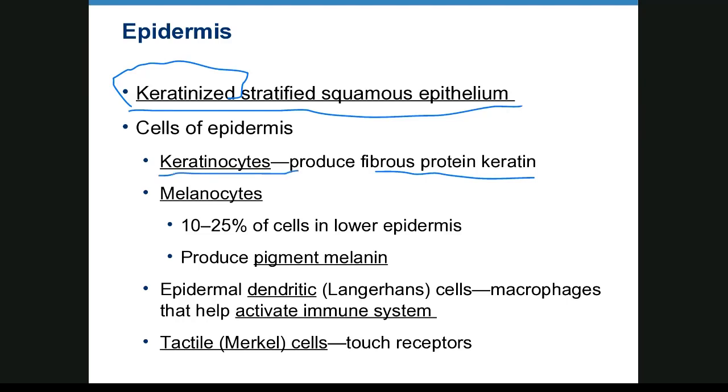The epidermis also contains melanocytes, and they produce the pigment melanin that gives us the color to our skin. Maybe dark, maybe light. We also have dendritic cells or Langerhans cells, which are macrophages and involved with the immune system. And then we also have touch receptors, also called tactile or Merkel cells.